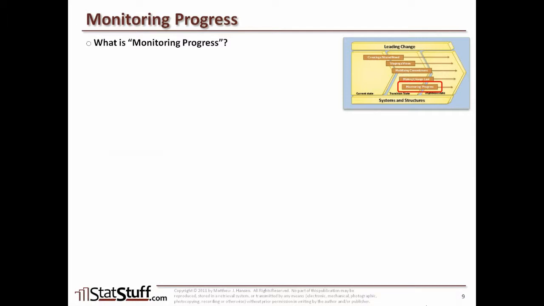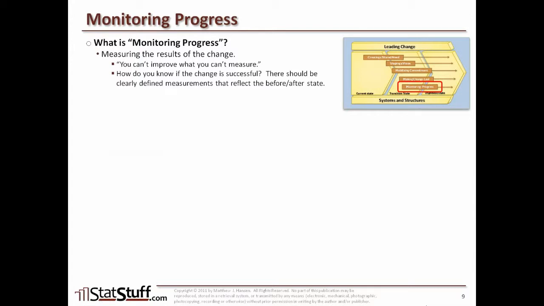Well, next in the model, we want to work on monitoring progress. So what do we mean by that? Well, it refers to measuring the results of the change that we're implementing. You might have heard the adage, you can't improve what you can't measure. So how do you know if the change that you're actually implementing is successful at all?